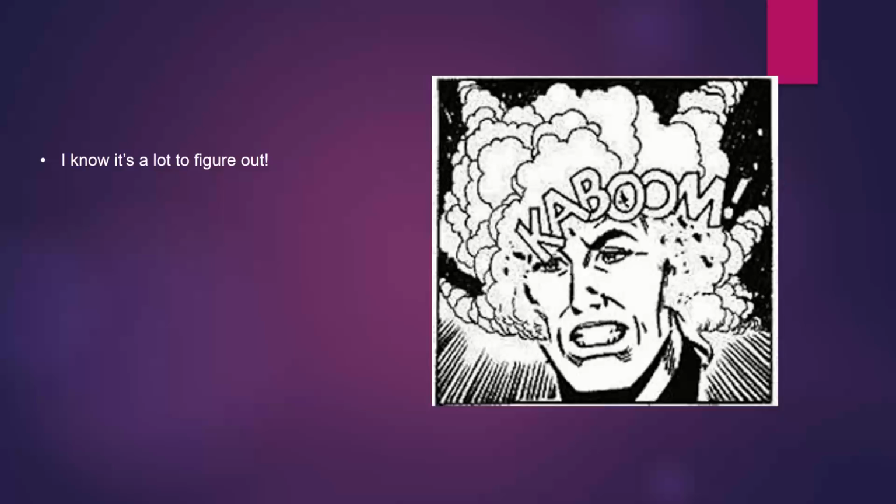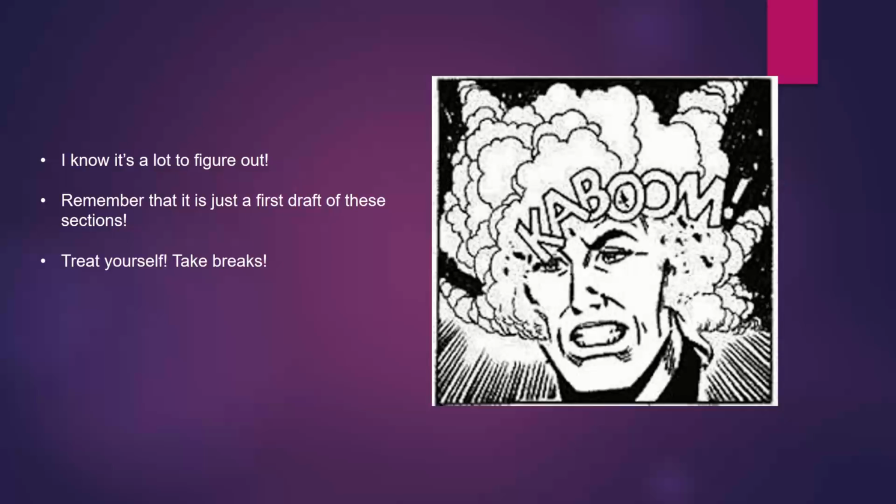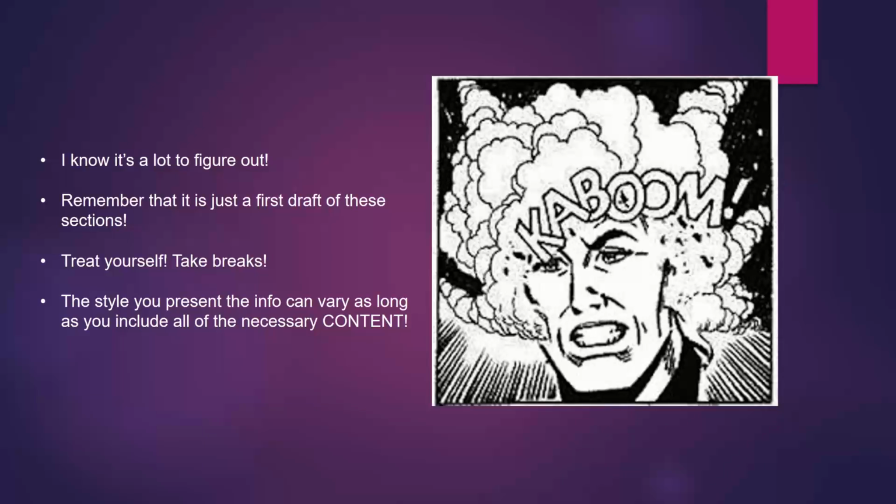I know it's a lot to figure out. Remember that it's just a first draft of these sections. Treat yourself and take breaks. The style you present the info can vary as long as you include all the necessary content. So reviewers on your grant are going to be looking to check off boxes that you covered at least one research and at least one career goal for K99 and R00 phases. So make sure you cover that stuff. You need to cover the research independence portion as well.